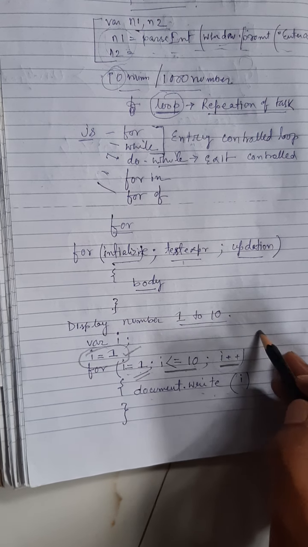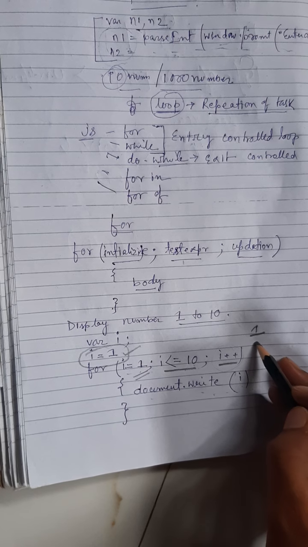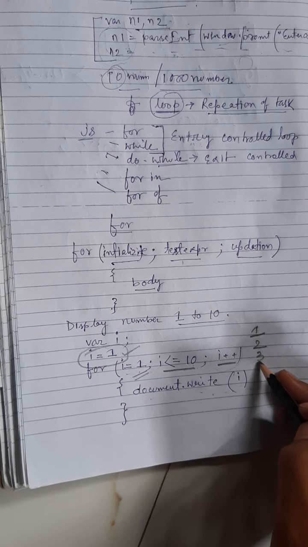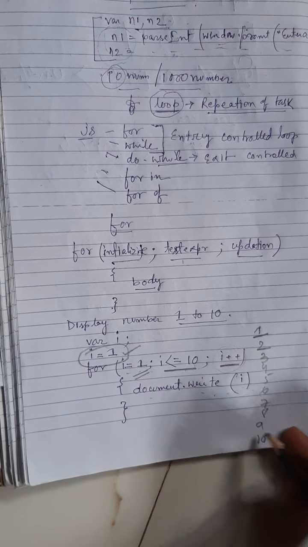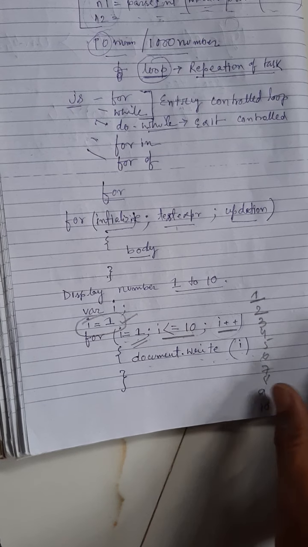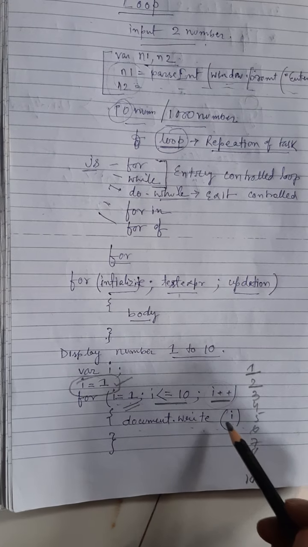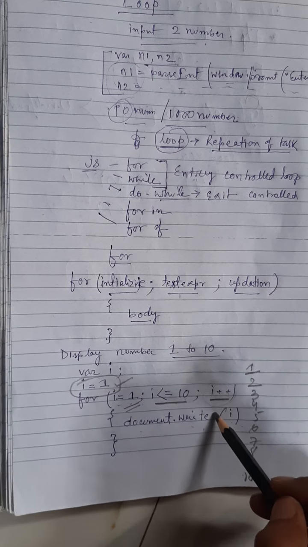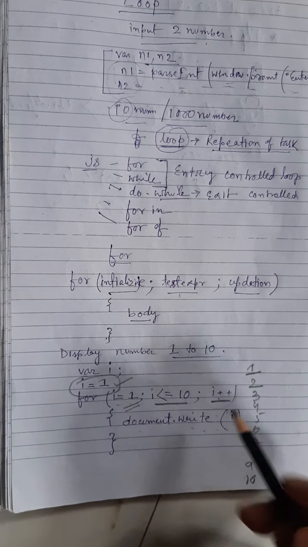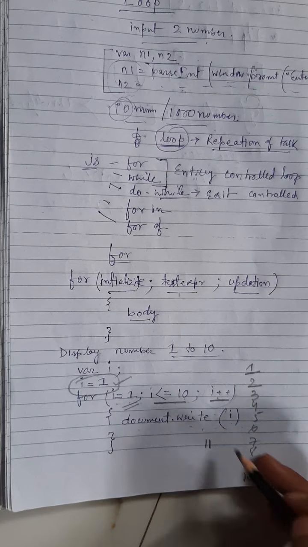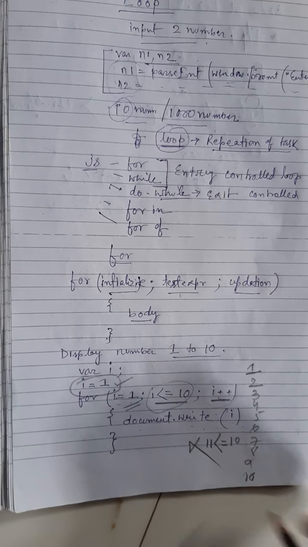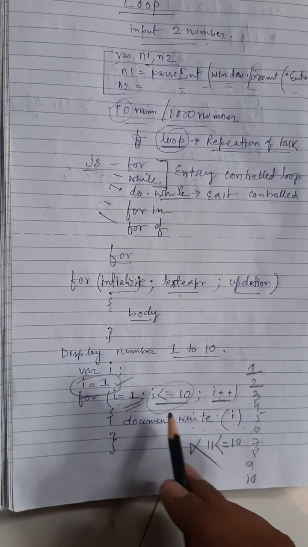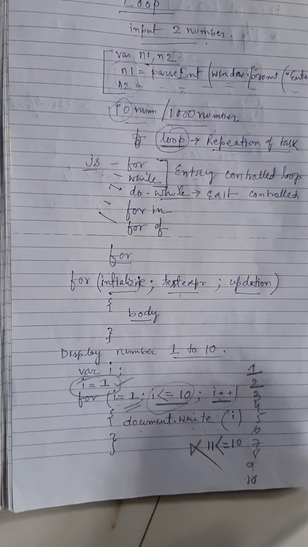When i plus plus happens, the i value is 1 at the beginning, then it becomes 2, then 3, 4, 5, 6, 7, 8, 9, and finally 10. After printing 1 to 10, it will go for i plus plus again, and the i value will become 11, but 11 is not less than or equal to 10. So this condition will become false and the loop will stop. This is one simple example using the for loop, just a beginning example.